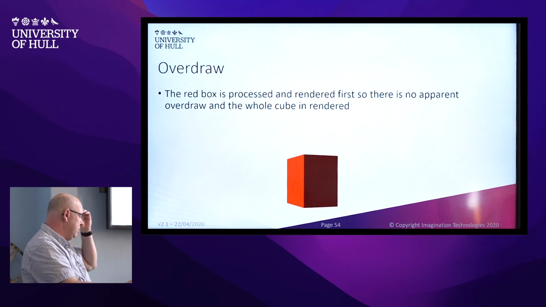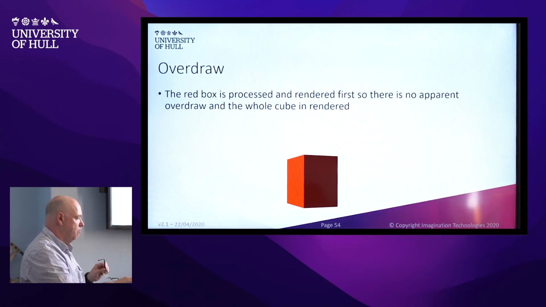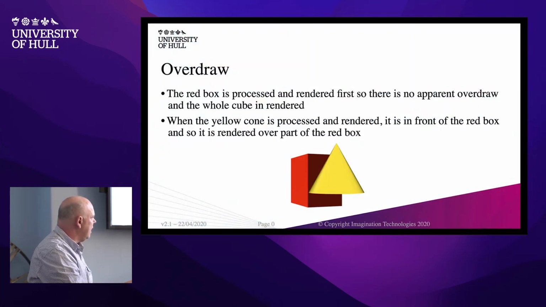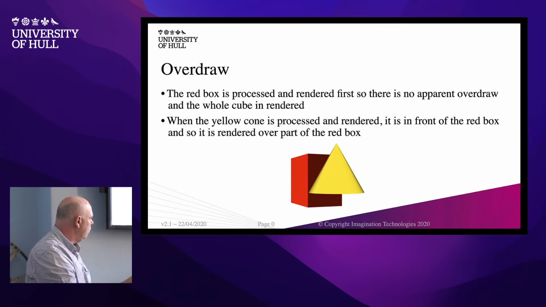Essentially, when we submit the red cube, all of that is processed, all of that goes through the fragment shader, it's all rendered. But when we then submit the yellow triangle, that's now occupying space we've had to calculate to be colored red. We've gone through all the execution, it's taken time, it's used power. We've now overridden that with a yellow cone. That's overdraw, and on a desktop it might not seem such a big thing, you might lose a little bit of time. But on a mobile device, you can use more battery.